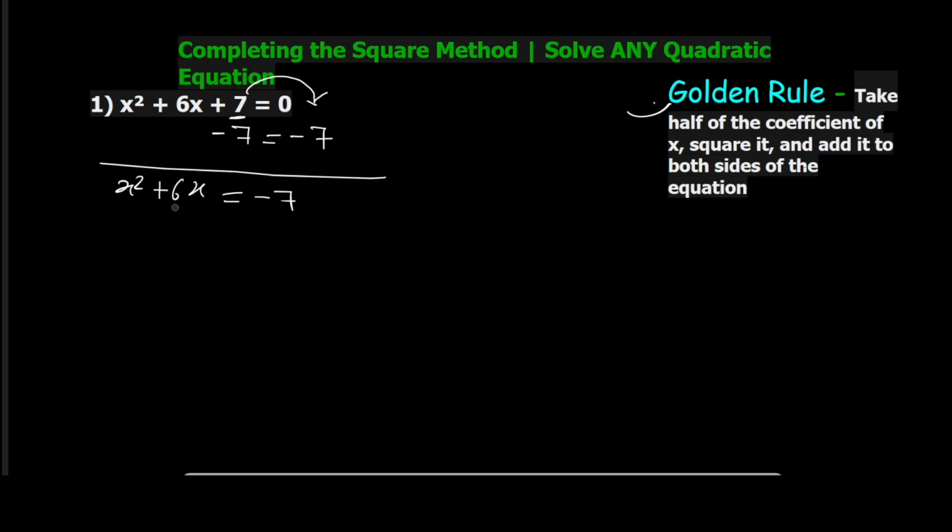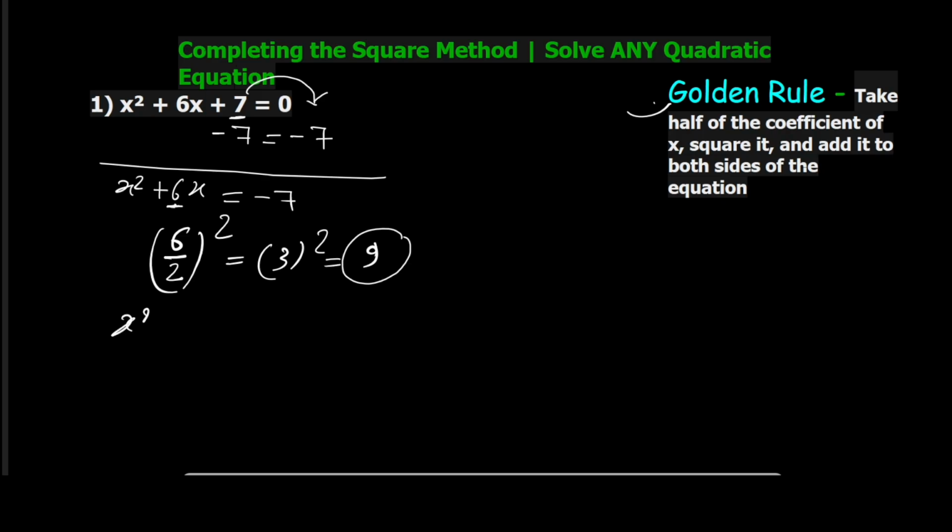So the coefficient of x is 6. I'm going to divide it by 2 and square it. So 6 over 2 gives us 3, and the square of 3 gives us 9. So 9 is the number. We have to add this 9 to both sides of this equation. So we have x squared plus 6x plus 9 equals -7 plus 9.